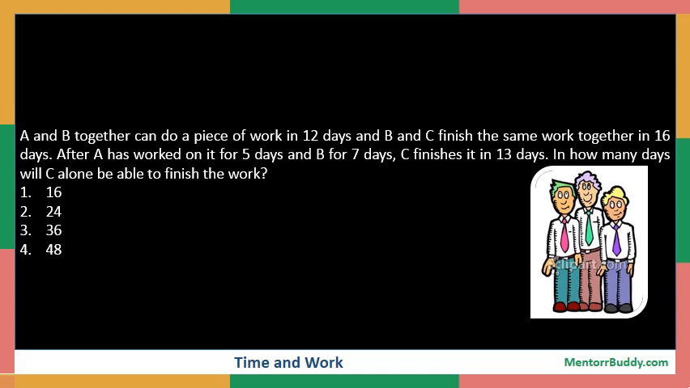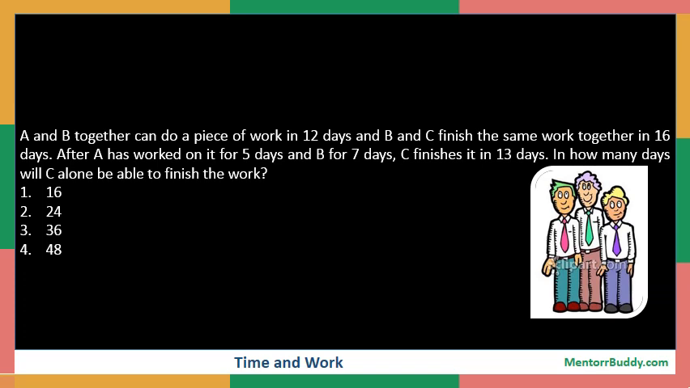We have a question based on time and work. It says A and B together can do a piece of work in 12 days and B and C finish the same work together in 16 days. After A has worked on it for 5 days and B for 7 days, C finishes it in 13 days. In how many days will C alone be able to finish the work?